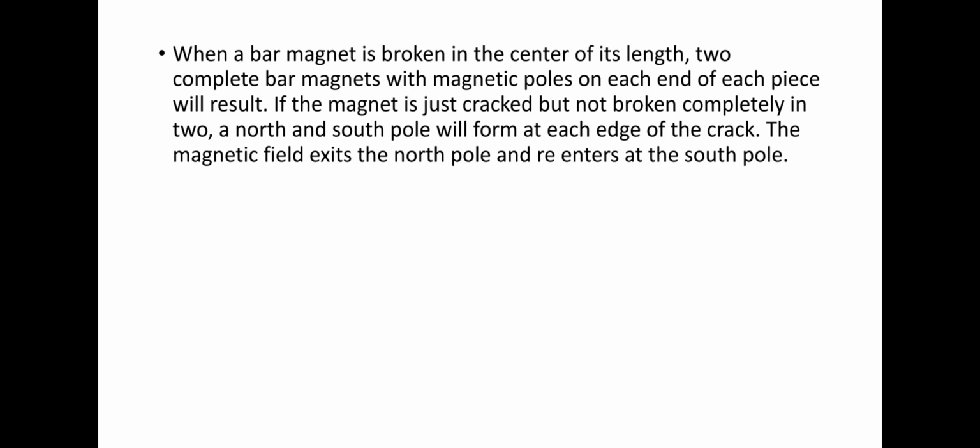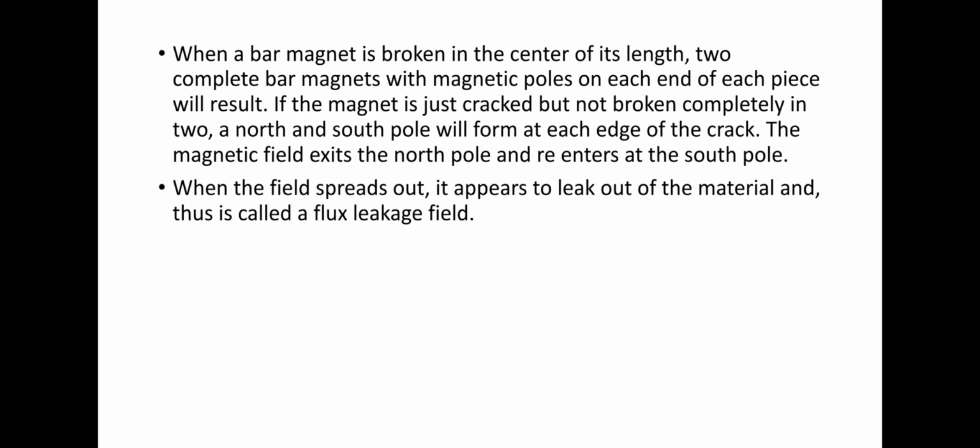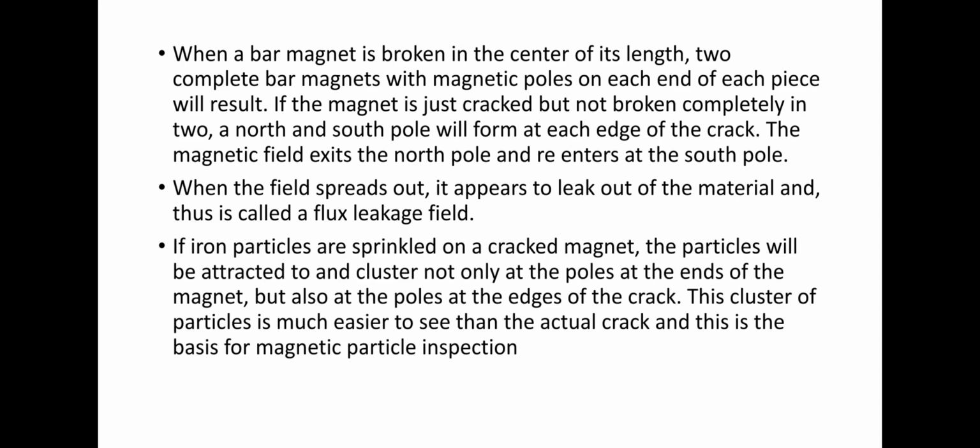When a bar magnet is broken in the center of its length, two complete bar magnets with magnetic poles on each end of each piece will result. If the magnet is just cracked but not broken completely in two, a north and south pole will form at each edge of the crack. The magnetic field exits the north pole and re-enters at the south pole. When the field spreads out, it appears to leak out of the material and thus is called a flux leakage field.